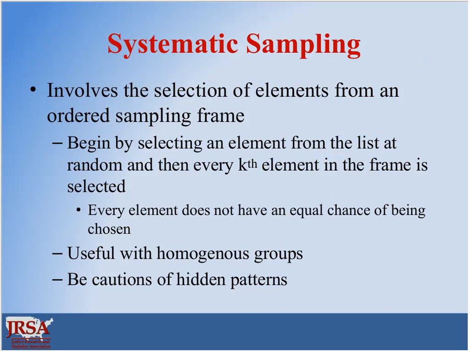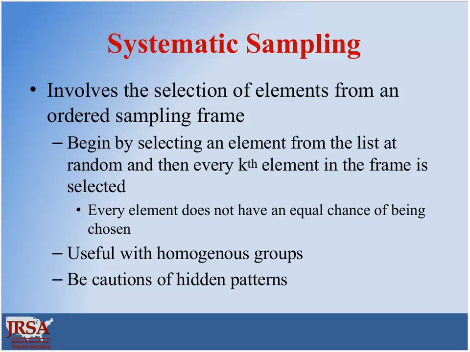Okay, so moving on to systematic sampling, this involves the selection of elements from an ordered sampling frame. So it is a variation of simple random sampling, and it is often considered more practical and easier to use in field settings. Using this procedure, every element in the population has a known probability of selection, but not every element has an equal chance of being chosen, like simple random sampling.